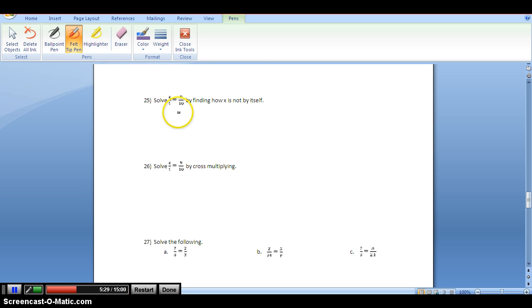Well, in order to solve for x, this one says to solve by finding how x is not by itself. How is x not by itself? It's being divided by 4. So how do we get it by itself? We multiply both sides by 4.